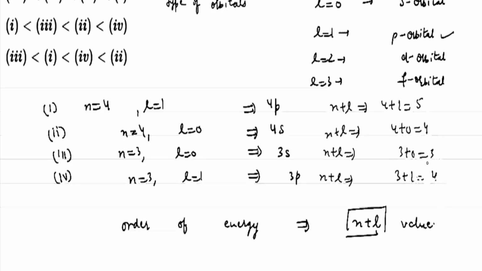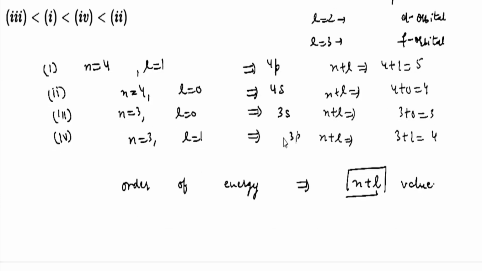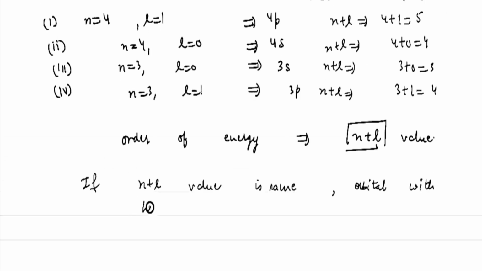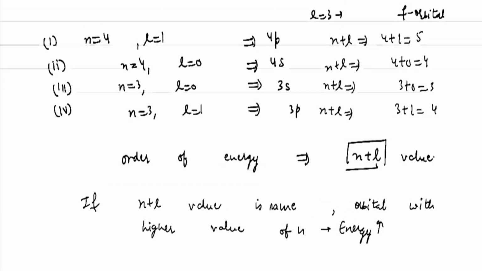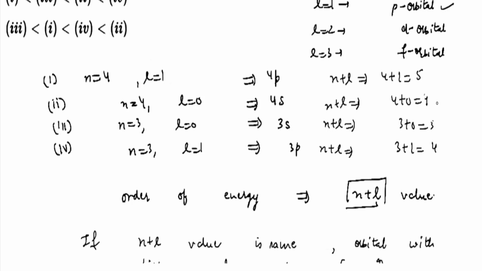And in those cases where the n plus l value is the same, the orbital with the higher value of n will have higher energy. Now in the two cases, n equals 4, l 0 has n plus l value 4, and in the other case n plus l value is also 4. So in this case n value is 4 and in this case n value is 3. It means this one has higher energy than the other because its n value is more.